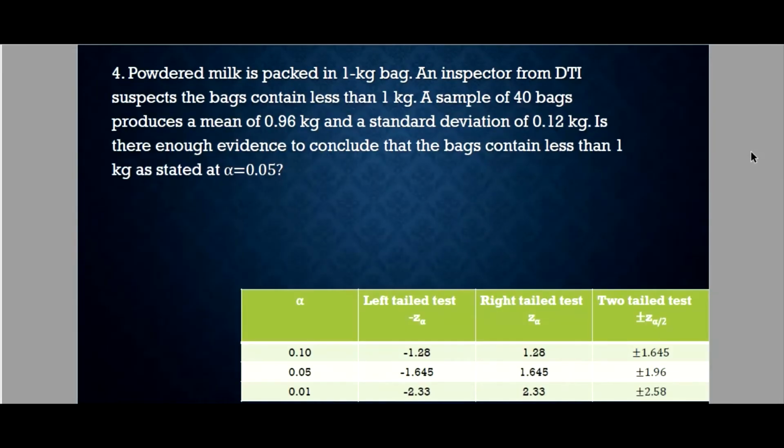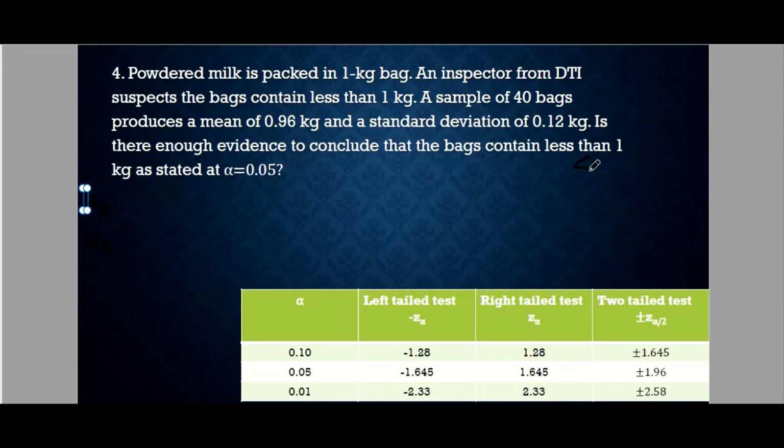Now number 4. Powdered milk is packed in 1 kilogram bags. An inspector from DTI suspects that the bags contain less than 1 kilogram. A sample of 40 bags produces a mean of 0.96 kilogram and a standard deviation of 0.12 kilogram. Is there enough evidence to conclude that the bags contain less than 1 kilogram as stated at 0.05? Now, again, let's start with our alternative and null hypothesis.